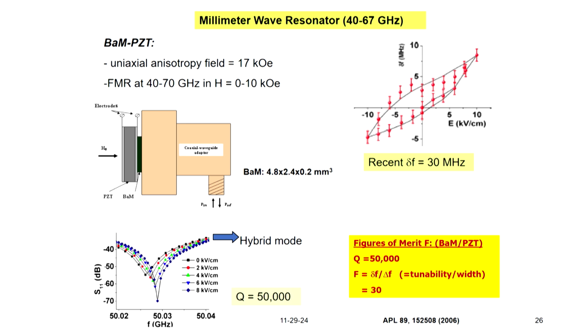It's rather small tunability, about 10 megahertz for a field of 10 kilovolt per centimeter, but it has a very high Q value for the resonance. It's close to 50,000. So the figure of merit is still reasonably good. The figure of merit is 30. That's not so bad. Okay.